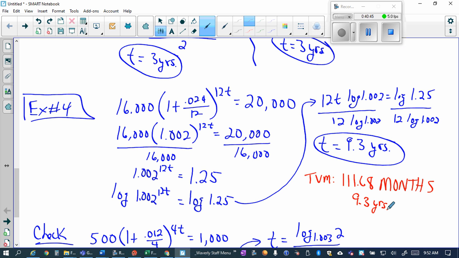So you see the trick there. If you want to check yourself with that, you've got to be careful. Now, if it was compounded quarterly, you would divide that N value by what? 4. You get the idea? Okay, so that's a little bit trickier to think about.